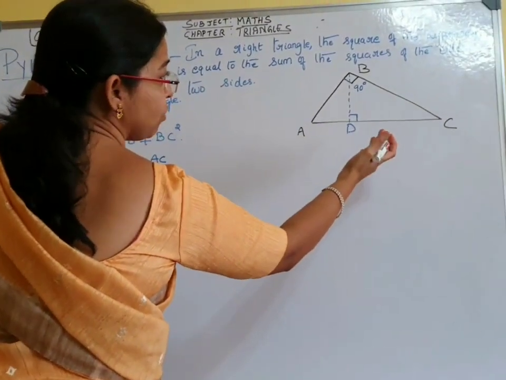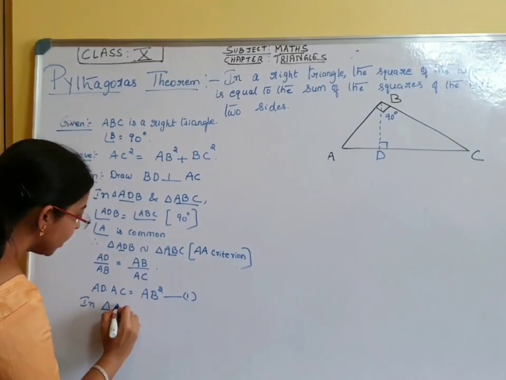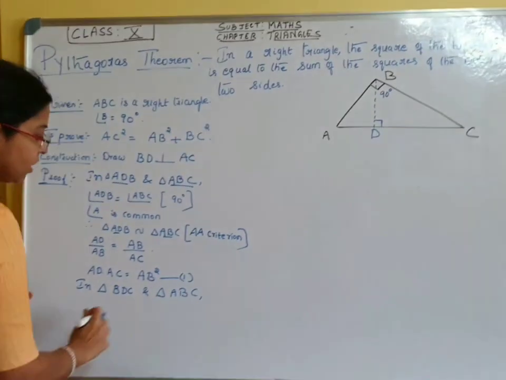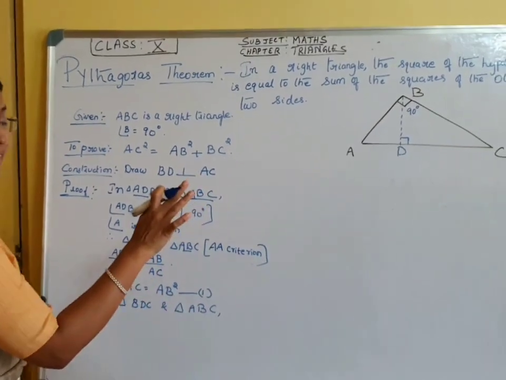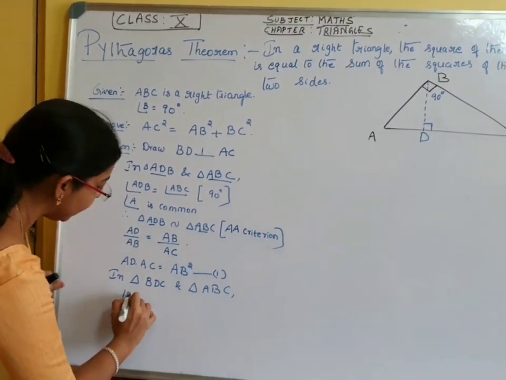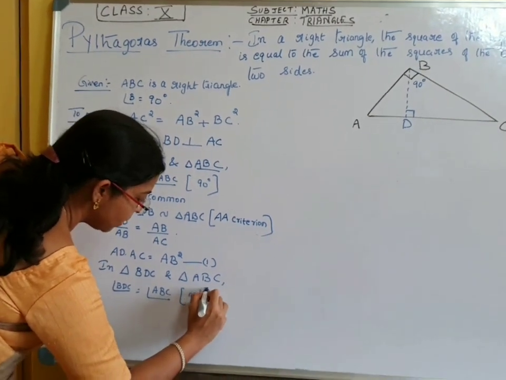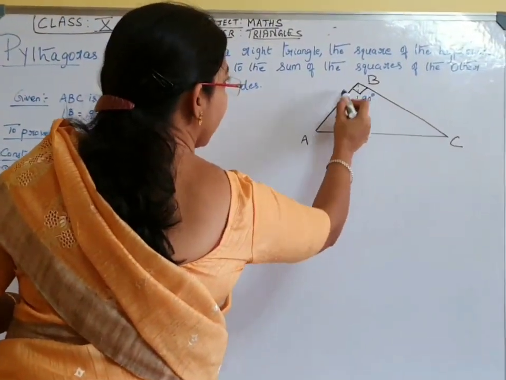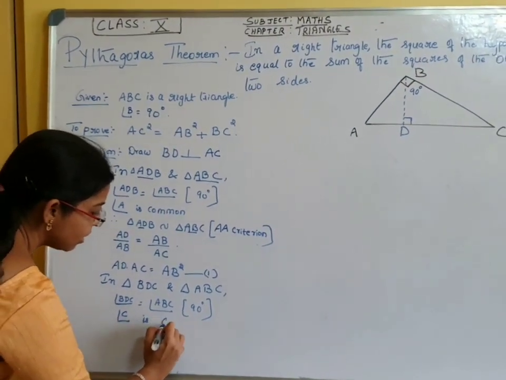Next we will consider one more pair of right triangles, BDC and ABC. In triangles BDC and ABC, again for the same reason we have written BDC, because at D and at B there are 90 degrees formed. So angle BDC is equal to angle ABC. Which angle is formed? 90 degrees. And which angle is common for BDC and ABC? Angle C is common.